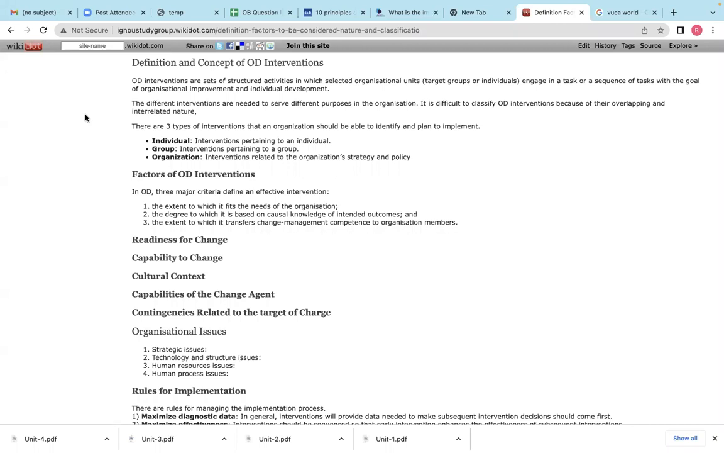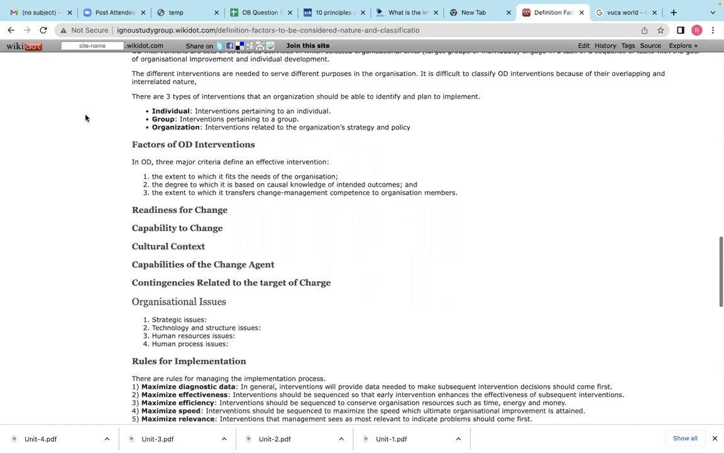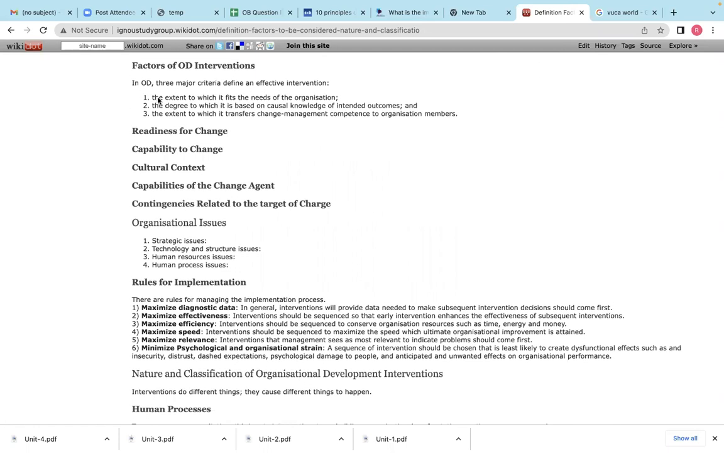Okay, and what makes an intervention effective? There are three major criteria when it comes to defining an intervention as a success. One, how much it is going to cover within the organization, right? The extent it fits. So if I take an intervention which is affecting the majority of my organization, the effectiveness of it is going to be more.